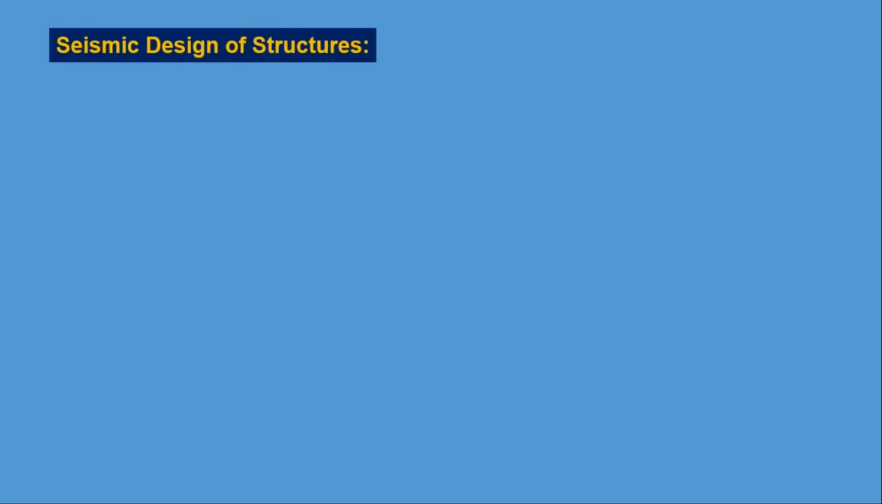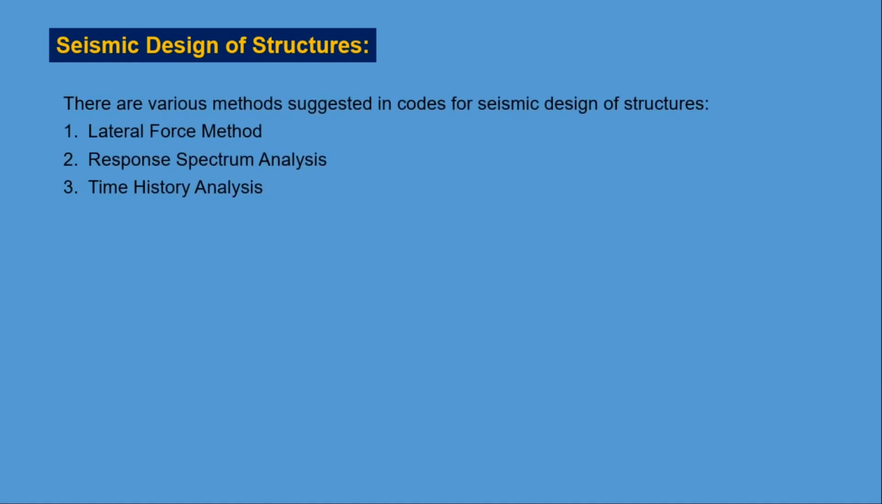For seismic design of structures, there are various codes that guide us to design them, and some of the main design procedures include lateral force method, response spectrum analysis, and time history analysis. Mostly we use the lateral force method because of its simplicity, and it is used for regular and ordinary buildings. But for irregular and important buildings, we have to use response spectrum analysis or time history analysis.